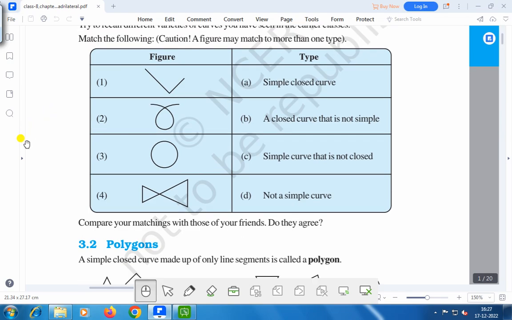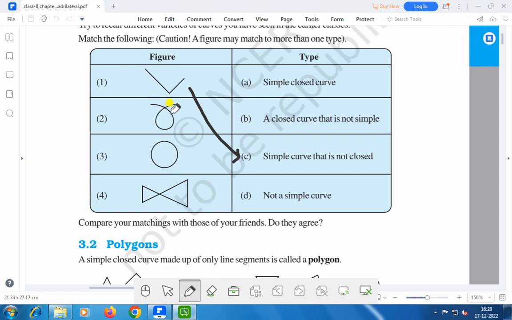Match the following. Here there are 4 figures, 1, 2, 3, 4, and here the types are: simple closed curve, a closed curve that is not simple, simple curve that is not closed, and not a simple curve. Suppose this one, number 1, is a simple curve that is not closed. If we match this one, we get that it is a simple curve that is not closed. 1 matches with C.